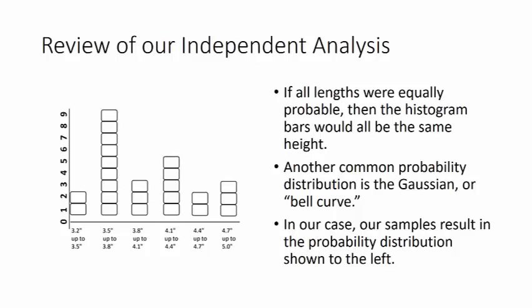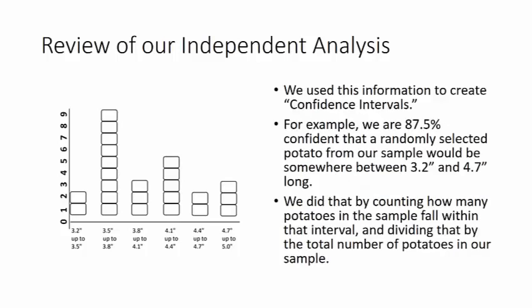But in our case, the sample results in this kind of lumpy probability distribution where there's a couple of peaks, and that's the ranges of potato lengths and how many potatoes fall into those ranges. So that's pretty much a review of our independent analysis of when we were looking only at one independent random variable. It's just the length of the potato. So we can use that information from the histogram to create these confidence intervals.